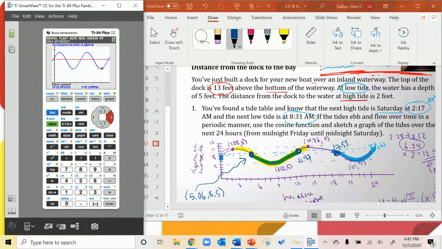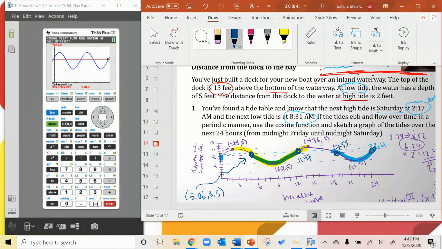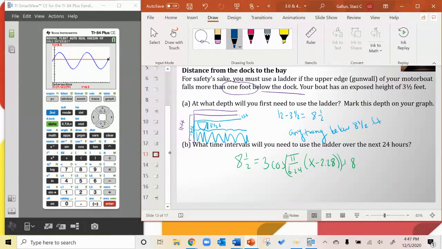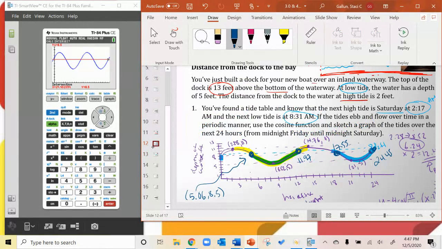So you look at the hours. Is that before we get to 24? Well, not really, but it's okay. 24.45. So what are the hours? What are the time intervals that we'll need to use a ladder based off of all this information?